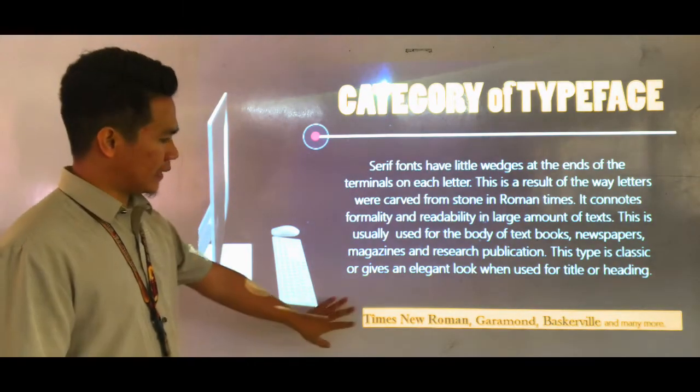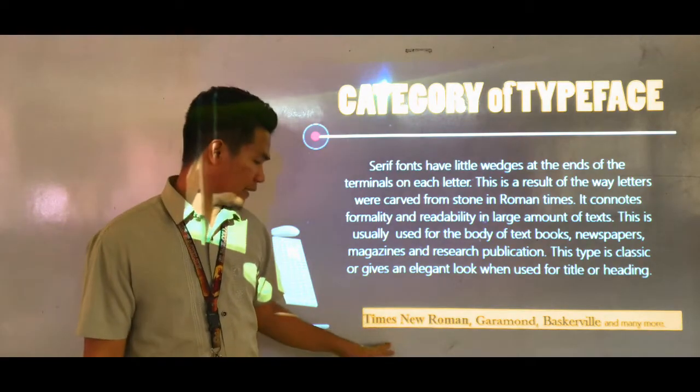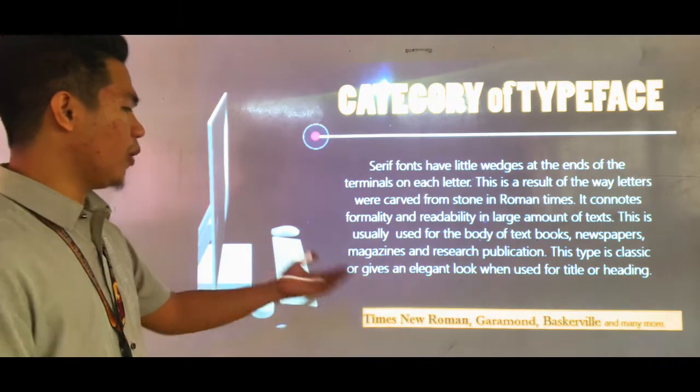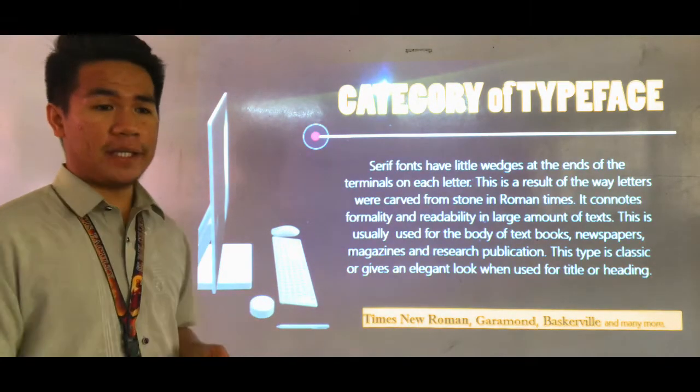So we have examples here of serif fonts. We have the Times New Roman, which we usually use, the Times New Roman. We have also the Garamond. We have also the Baskerville and many more.